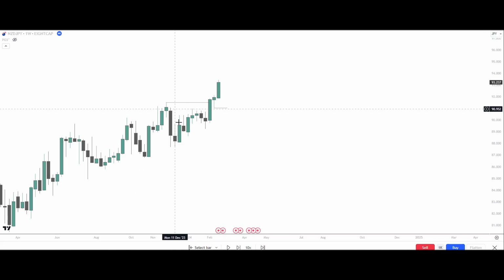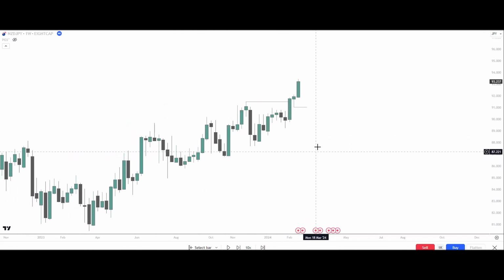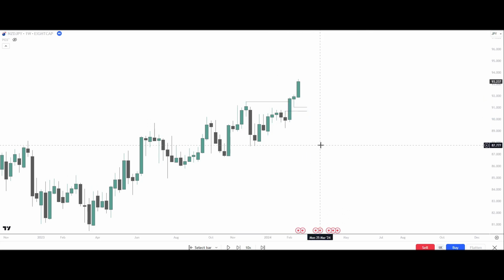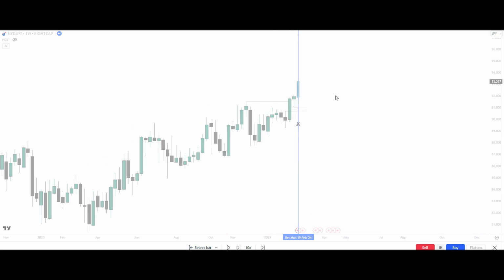So the first example here is NZDJPY. So look at this. This is external range liquidity, which is taken out, as you can see. And then what do we have here? There is internal range liquidity. Now look at this. This is what I've been talking about.